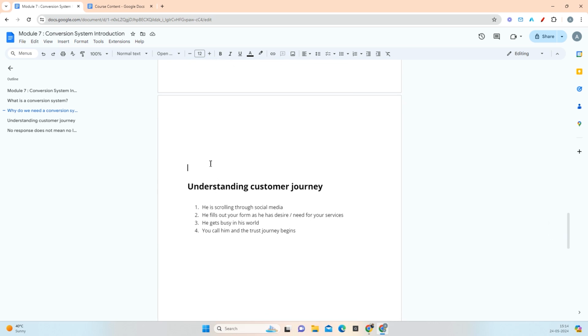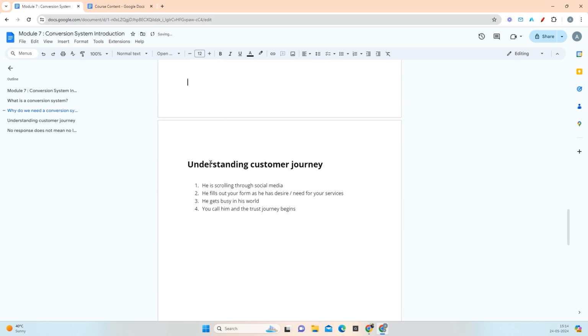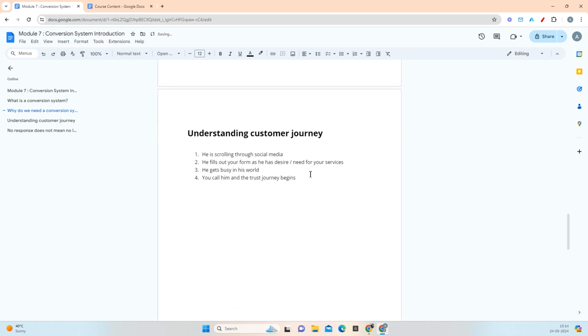Now let us understand a little bit about the customer journey: the nature of the customer and what state of mind he is in. This will really help you convert the customers, and you will have the maximum conversion rate for the leads that you have generated. So the first step is we need to understand that the person is scrolling on social media.